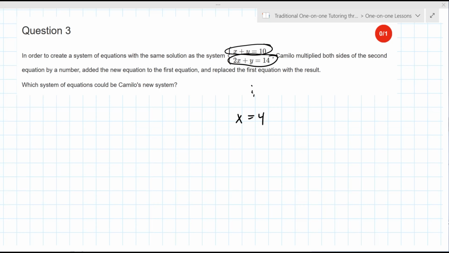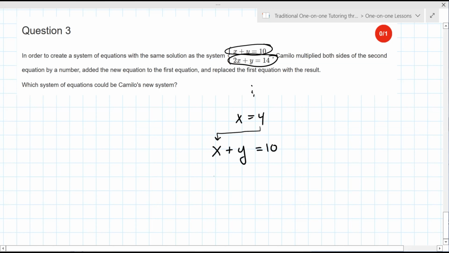Nine. Which equation did you use? The first or the second? First one. Okay, so the first equation says X plus Y equals 10. Where did you put the 4? On bottom. For X, right? Yeah. 4 plus Y equals 10. There's no operator in front, but we know it's positive. It's just not written.